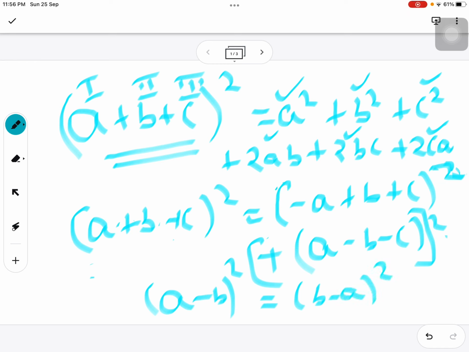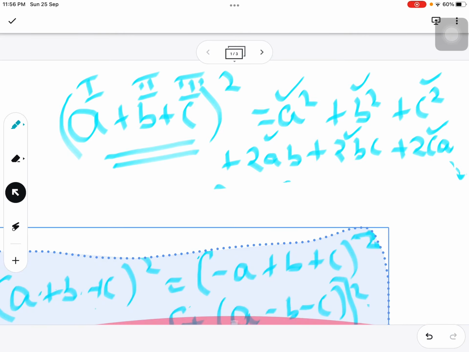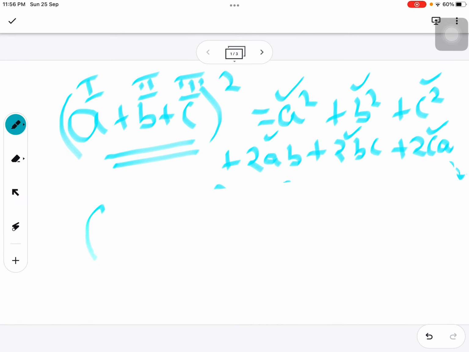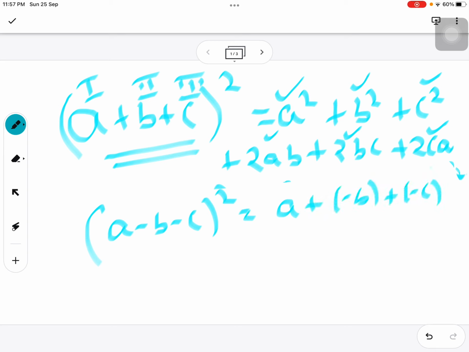In algebra, all these things make a lot of difference. You should know these things. Okay, so you have this (a minus b minus c) whole square. Let's do that formula also. Suppose you have (a minus b minus c) whole square. Okay, instead of b you take minus b, that is (a plus minus b plus minus c) whole square. Okay, so here the first term is a, second term is minus b, third term is minus c.